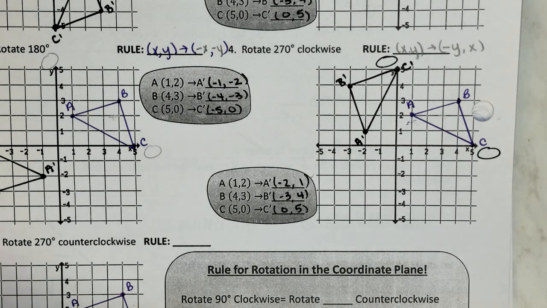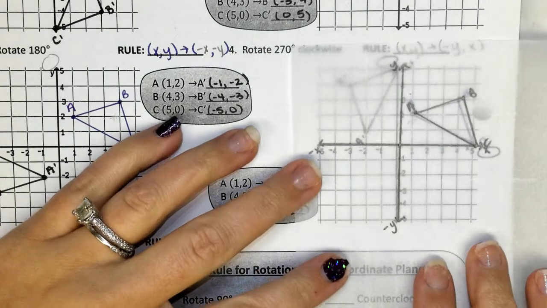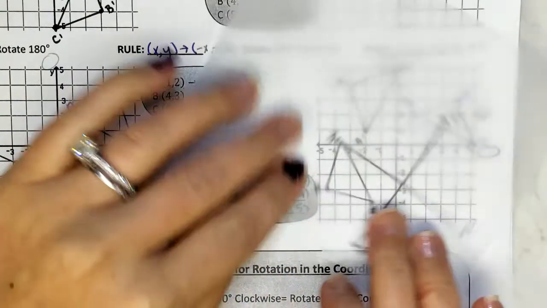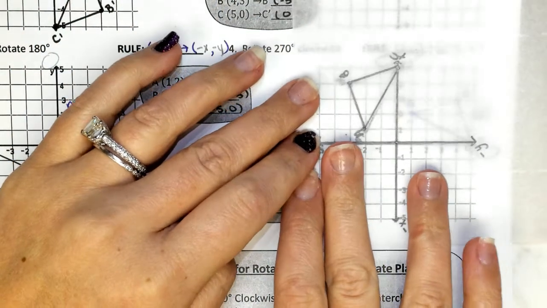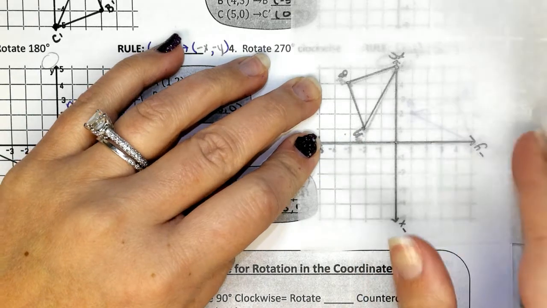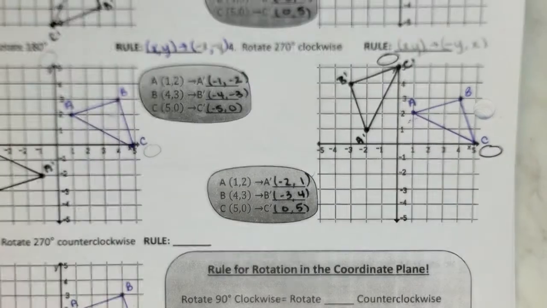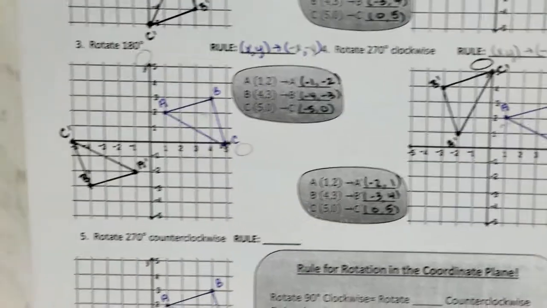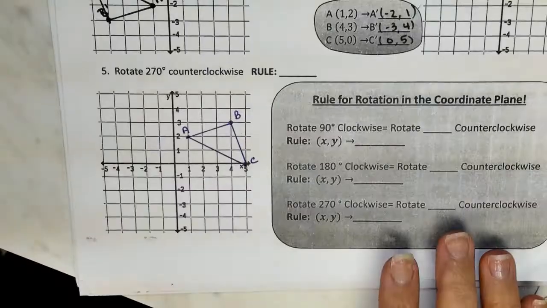And we'll double check that if we rotate 3/4, so there's 1, 2, 3/4 clockwise, we line it up, that looks like it worked great. So there's our rule for rotating 270 degrees clockwise. Now, let's rotate 3/4 of the way counterclockwise.